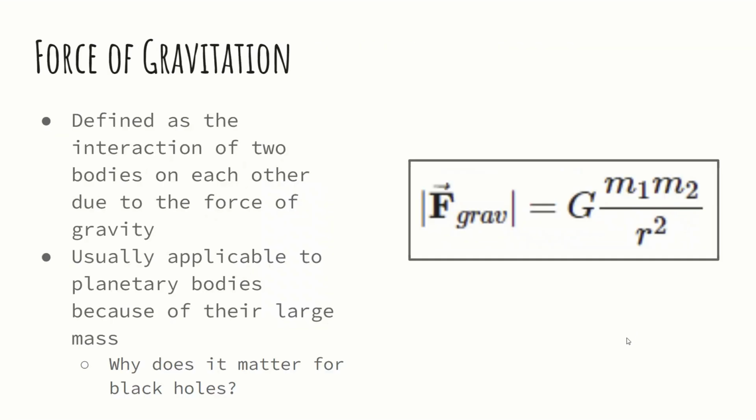Another important concept to understand when dealing with planetary bodies is the force of gravitation, seen with this formula here, where the force of gravitation is equal to G times the mass of the first body times the mass of the second body over the distance between them squared. So it is defined as the interaction of two bodies on each other due to the force of gravity, and is usually applicable to planetary bodies because of their large mass. And this really does matter for black holes because they often have a mass so large that the force of gravity on anything around it is gigantic. And this means that to escape a black hole, a large initial velocity is likely required.